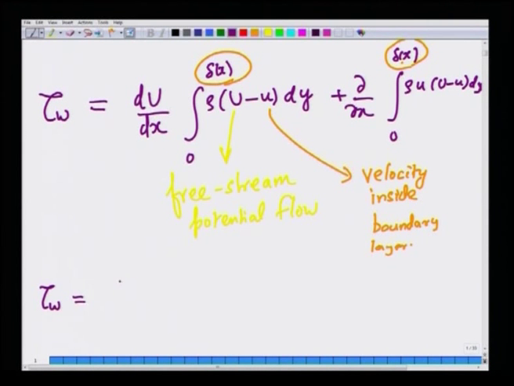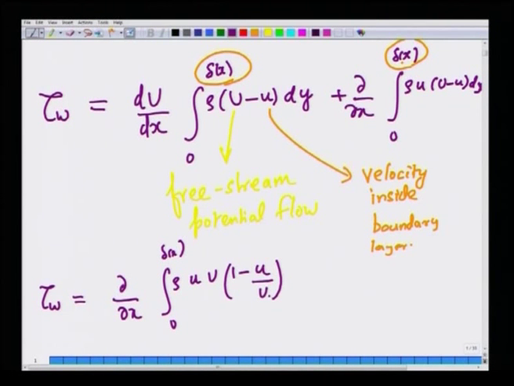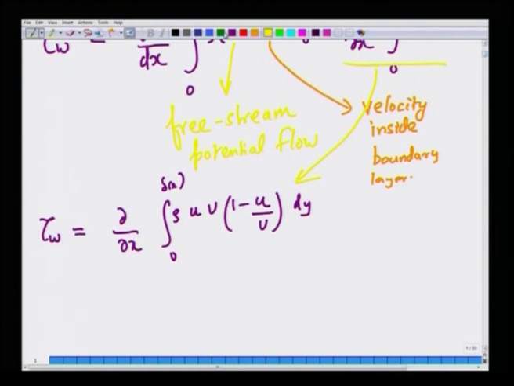capital U here. So, I get, let us take the second term first, d dx of integral 0 to delta of x rho u capital U times 1 minus u by capital U, and that is the first term, and dy, sorry, that is this term. So, let me first focus on the second term, and let me simplify this further, and then plus the other term, which we will come to in a minute.